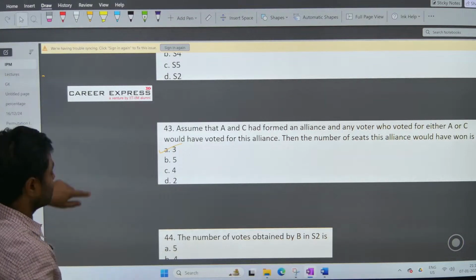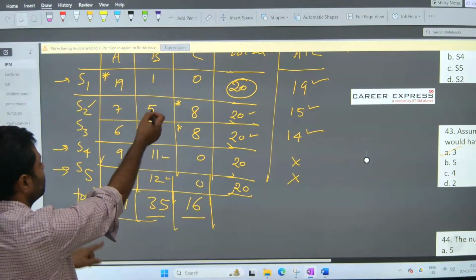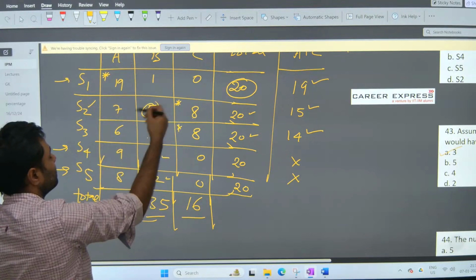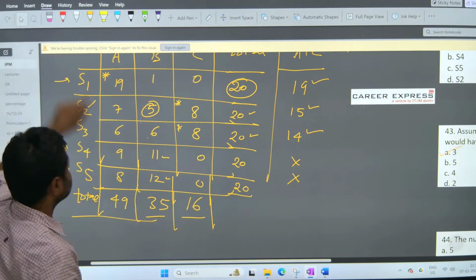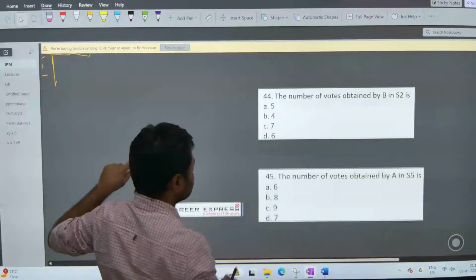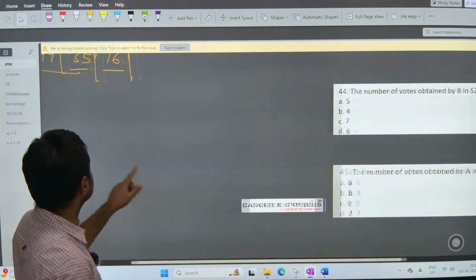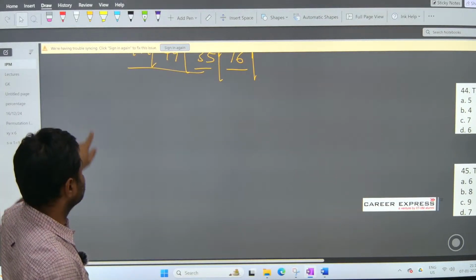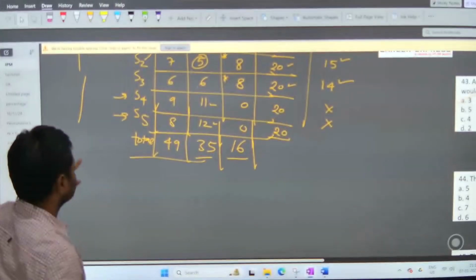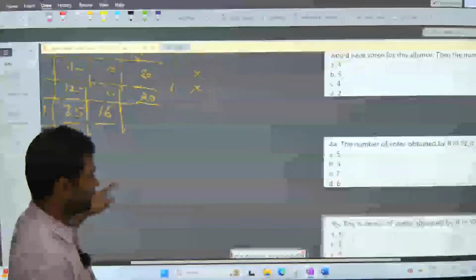Next question. The number of votes obtained by B in S2. So we can clearly get this number from the table. B in S2 got 5 votes. Right? So the answer has to be 5. Now, next question, the number of votes obtained by A in S5. So again, we can get this number from the table. So A in S5 got 8 votes. So the answer has to be 8.